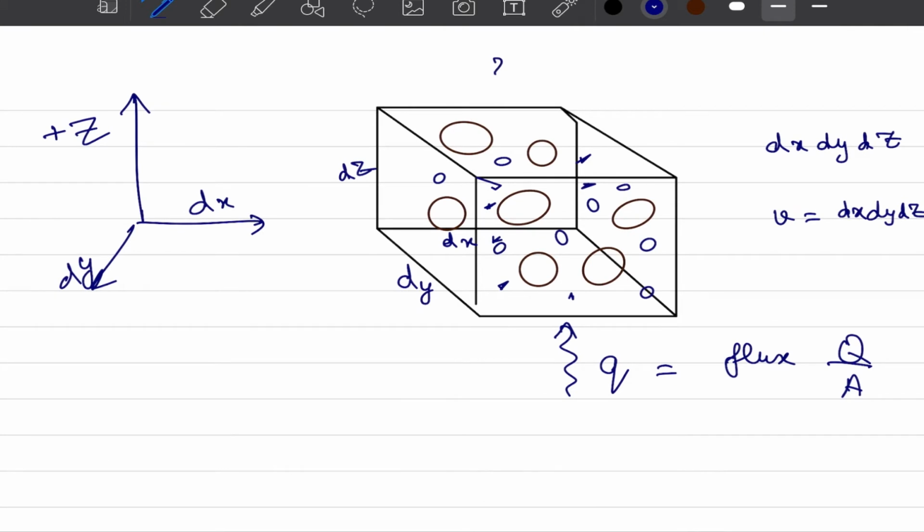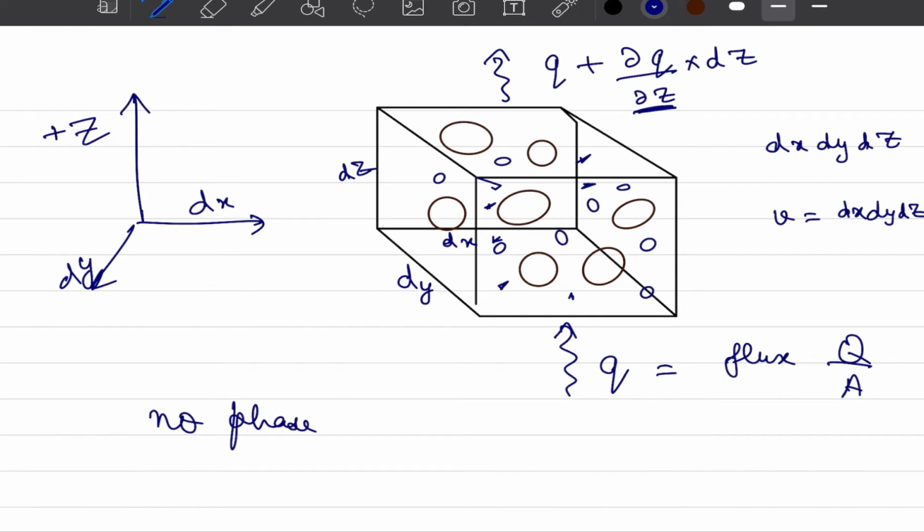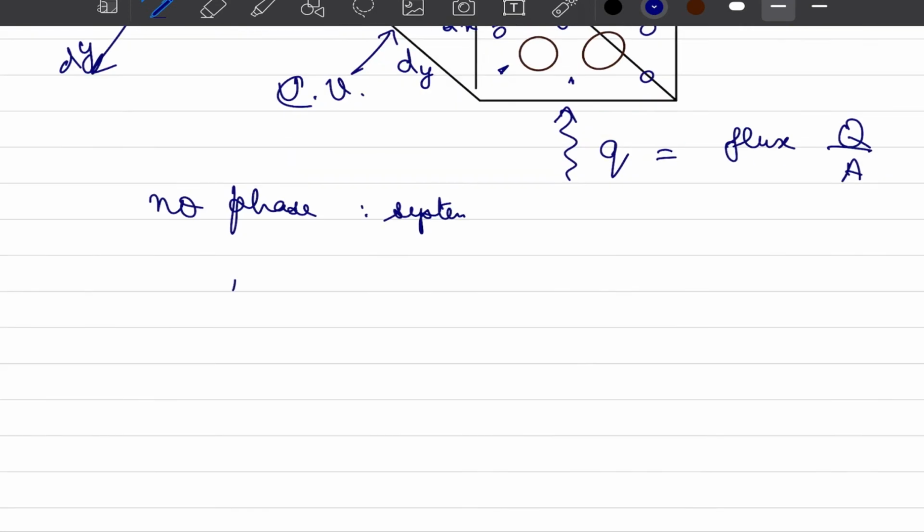Now, if this is an unsteady flow, we can say that if this is varying gradually at the rate of del q by del z, if the height of this element is dz, we can easily say that if we know the rate of variation with respect to height, the outward flux would be q plus del q by del z into dz. And we say that since no phase change is happening within the system, this is going to be our control volume CV, and nothing is leaving our system. So we say that the rate of change of mass within the system, and here when we are talking about mass, we are essentially talking about water, would be equal to 0.